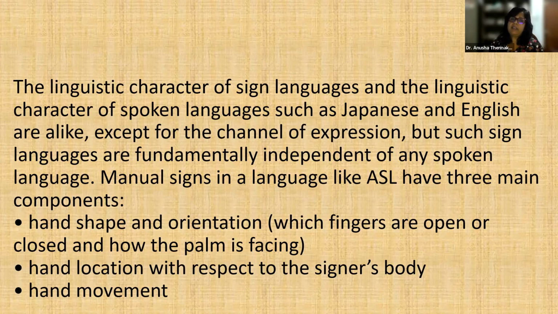Manual sign languages like American Sign Language have three main components. Hand shape and orientation: whether the fingers are open or closed, and how the palm is facing. They use fingers, open and close them, and show the palm. Hand location with respect to the signer's body: sometimes the hand is taken close to the eyes, nose, or mouth. And hand movement. These things are there in sign language.